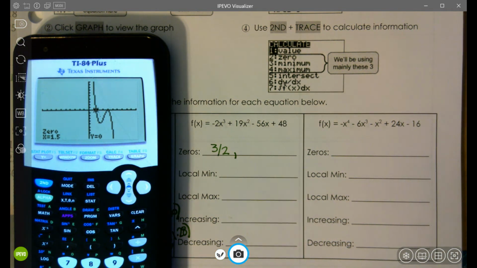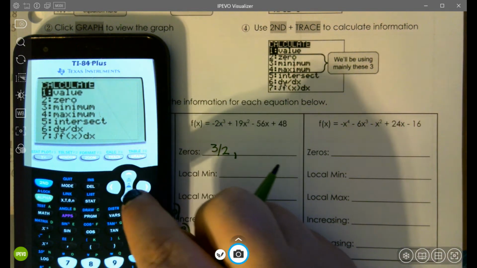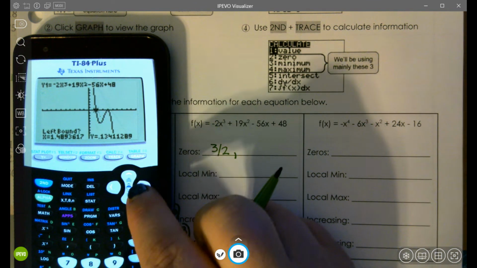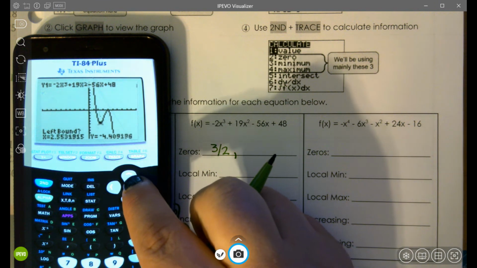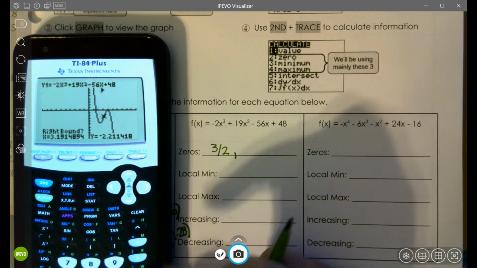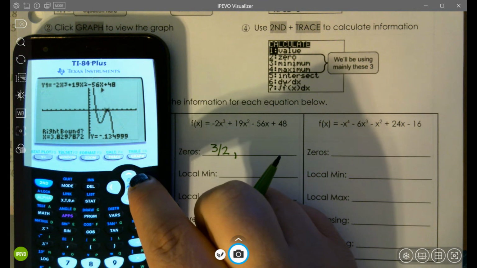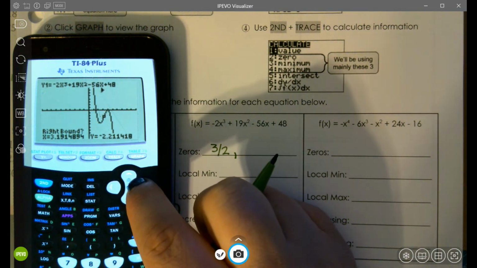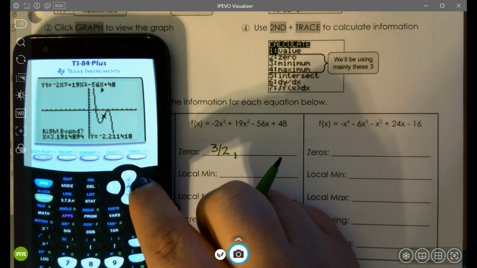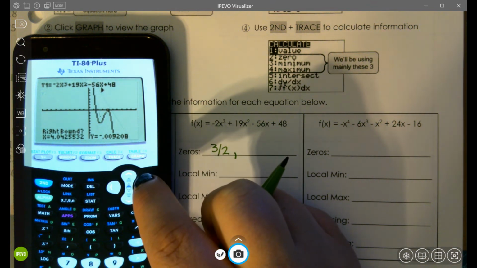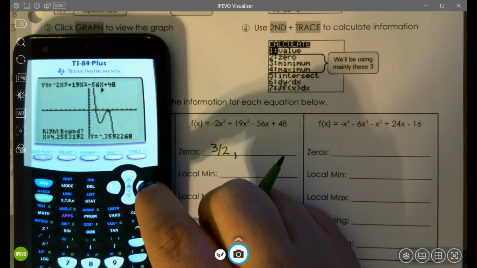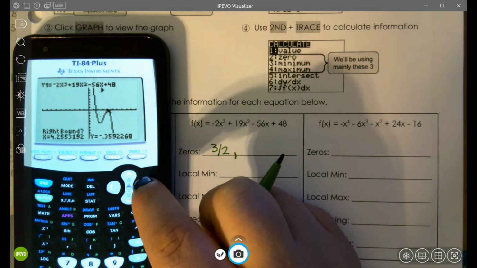And then I'm going to do this again. Second, trace zero. And this time my left bound is going to be for this one. Enter. And I'm going to keep going to the right. My y value is negative, so I'm going to wait for it to go positive. And it never does. See that? It goes from negative 0.009 to negative 3.3 again. So it's getting bigger negative and never went positive.